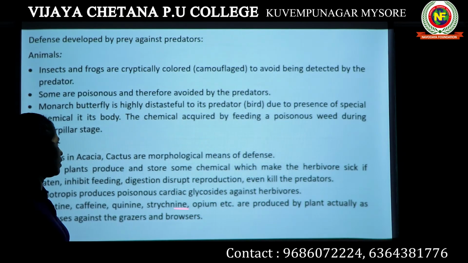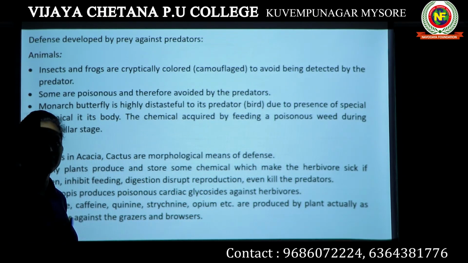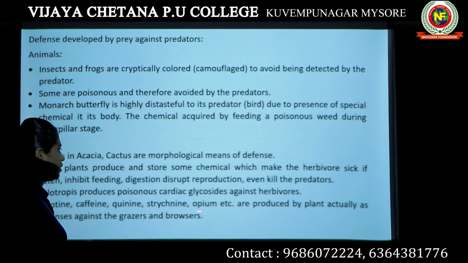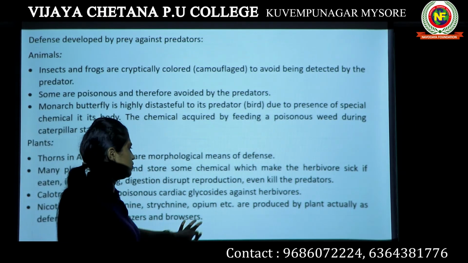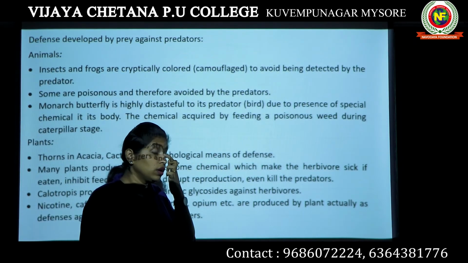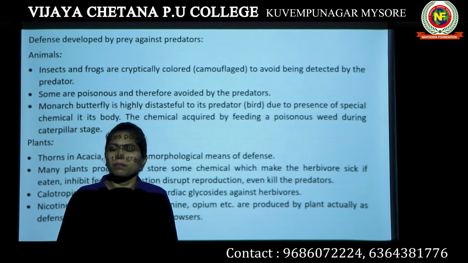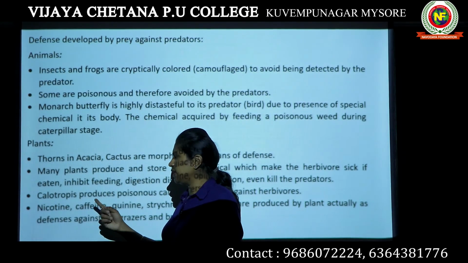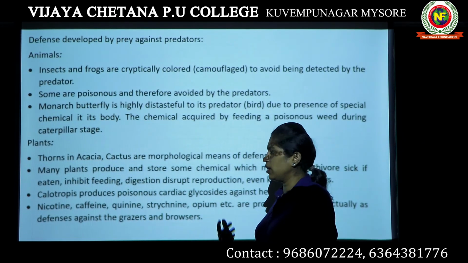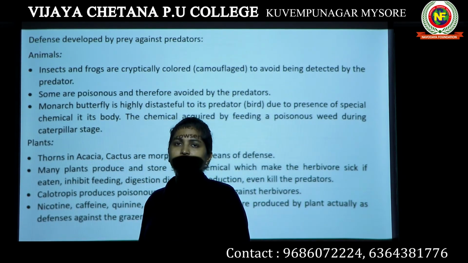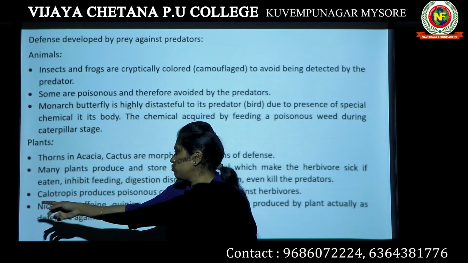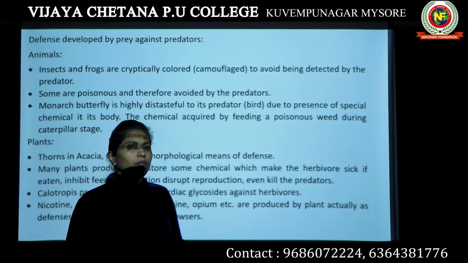Then other examples are nicotine, which is generally found in tobacco, caffeine, quinine, strychnine, opium. Opium is the drug we have already studied. These are actually defense mechanisms developed by producing this nicotine content, caffeine content, quinine, strychnine, opium, etc. They are the kind of defense the plant is developing in order to avoid predators. But we are making use of all these things for our own benefit.